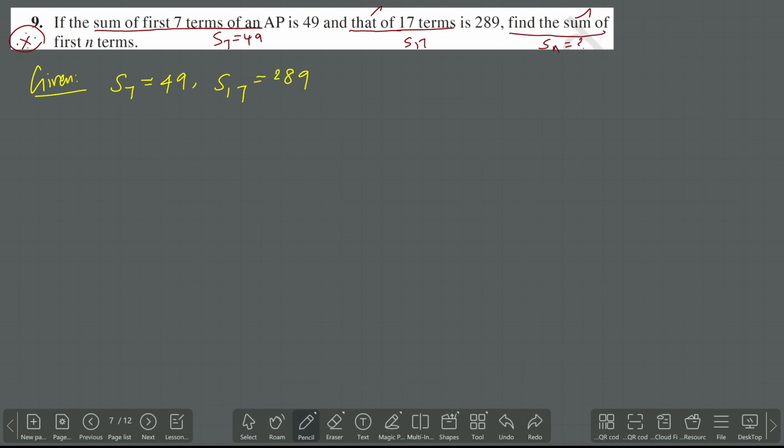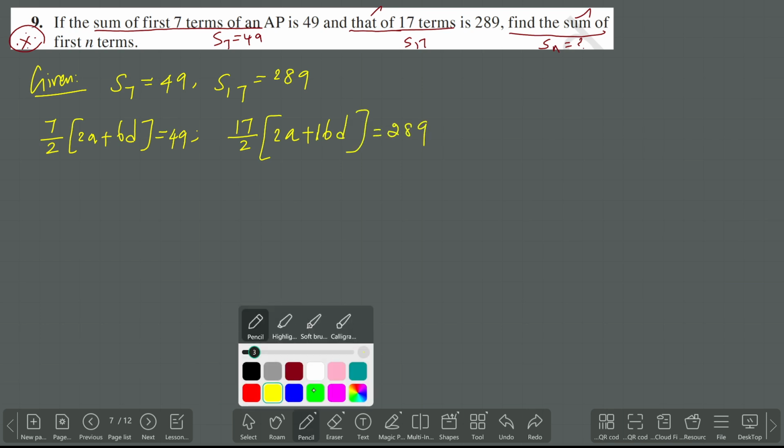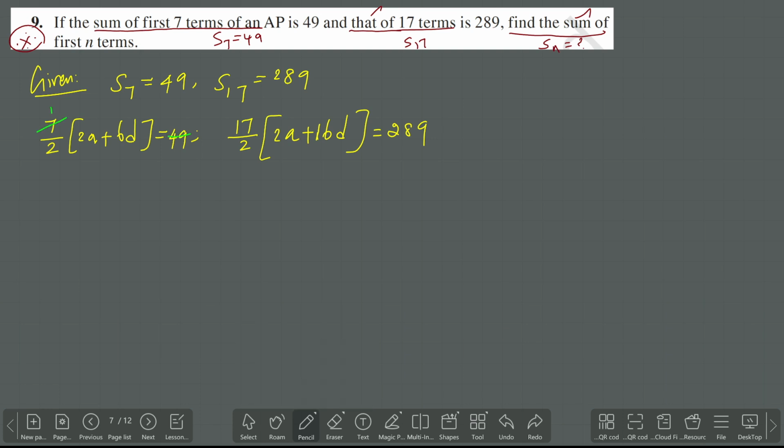What is it? S7 in the sense, the formula: 7 divided by 2 into 2a plus (7 minus 1), 6d, equal to 49. Am I right? I'm writing the Sn formula. Understand? Like that, 17 divided by 2 into 2a plus (17 minus 1), 16d, which is equal to 289. Now, listen: 1 7, how many 7s? 7 sevens are 49. 17, how many 17s? 17 seventeens are 289.